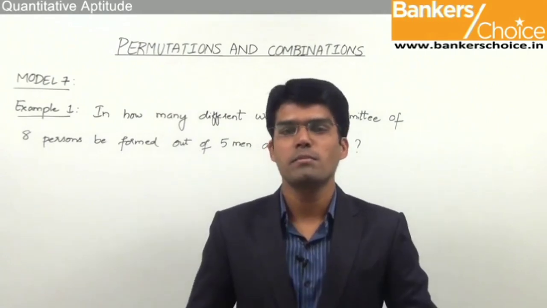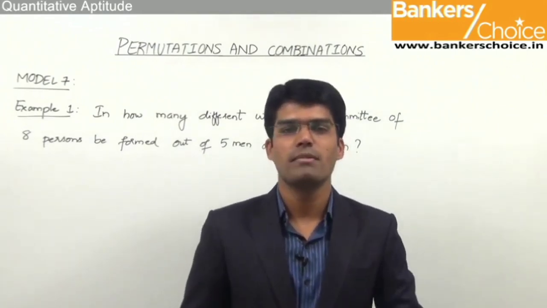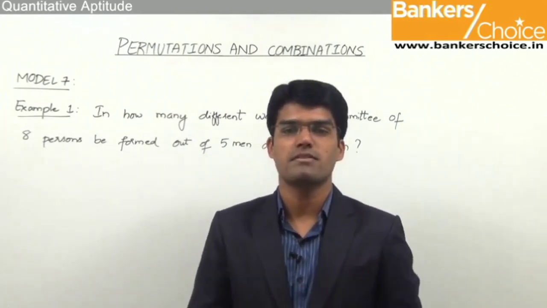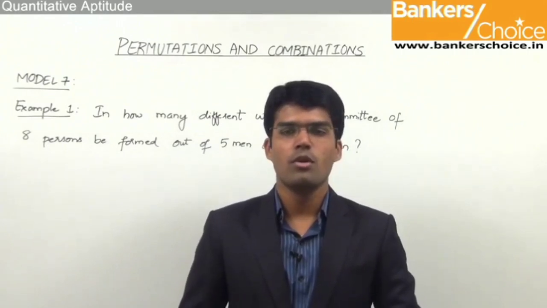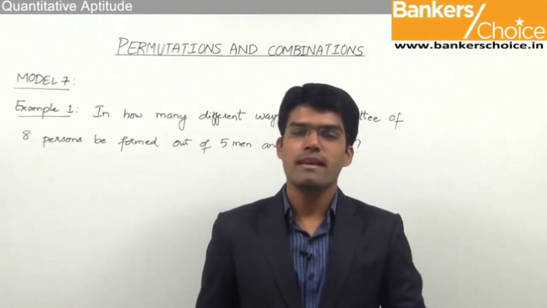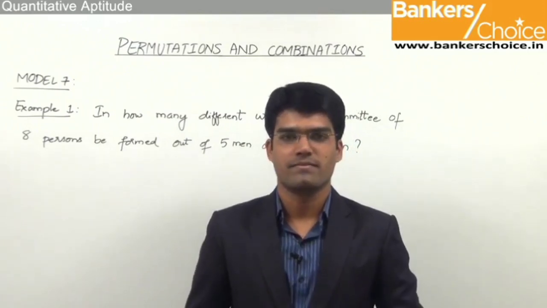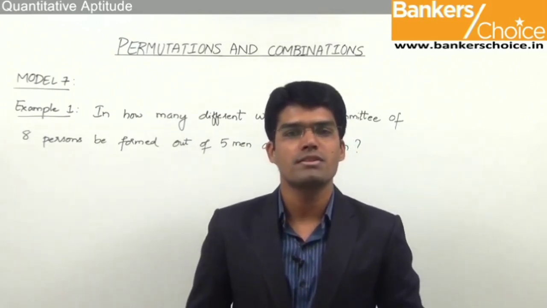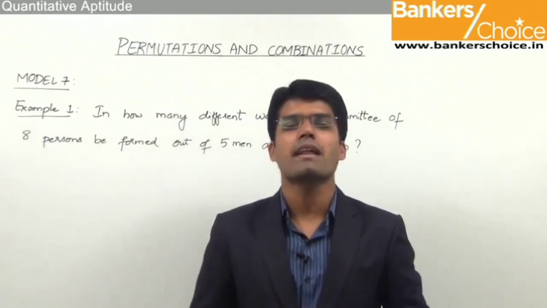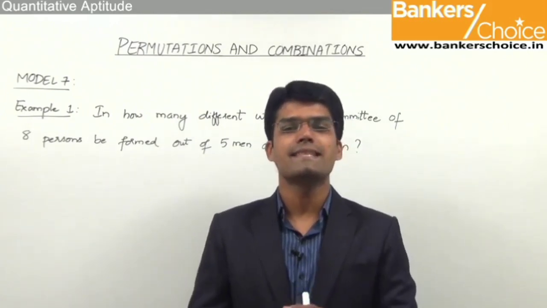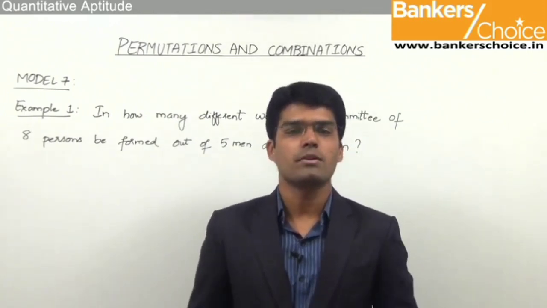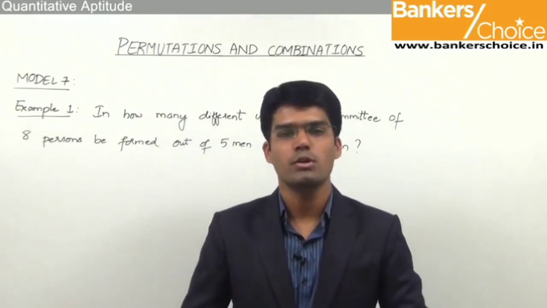Let us now take the 7th model from this topic of permutations and combinations, where we shall discuss basic questions related to combinations. We all know that combinations is nothing but selection or grouping of some or all the given objects. And the number of combinations of n objects taken r at a time is given as nCr, which is equal to n factorial by (n minus r) factorial into r factorial.